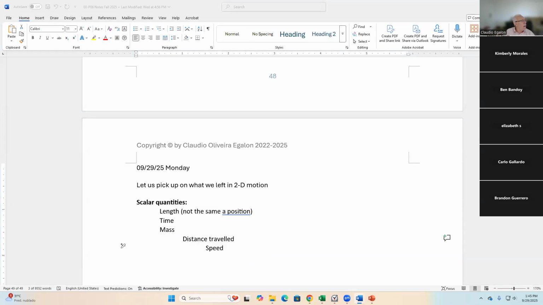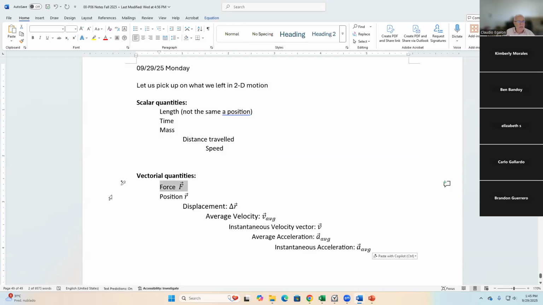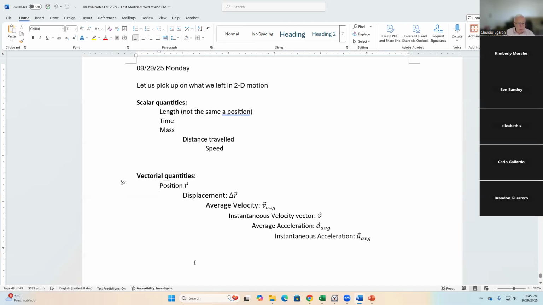When it comes to vectorial quantities, we have all that stuff here. Force and position are primary definitions. We didn't cover force yet. It's going to come later on, so it's better that we put it down here instead, since we're covering motion only. Once we get there, I will elaborate on that.